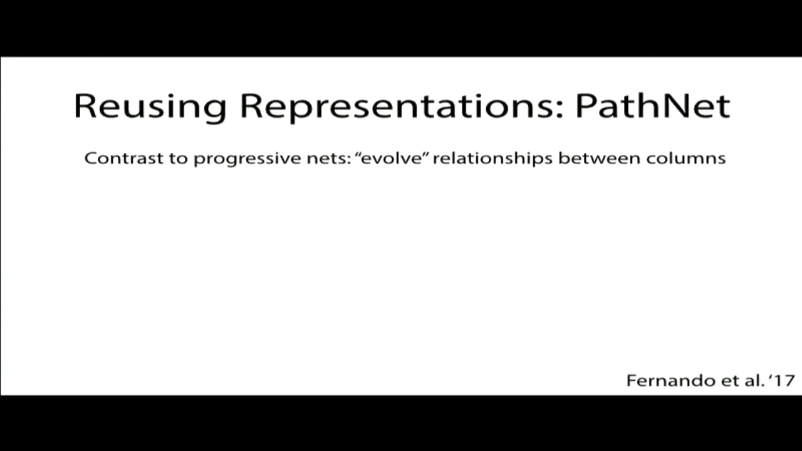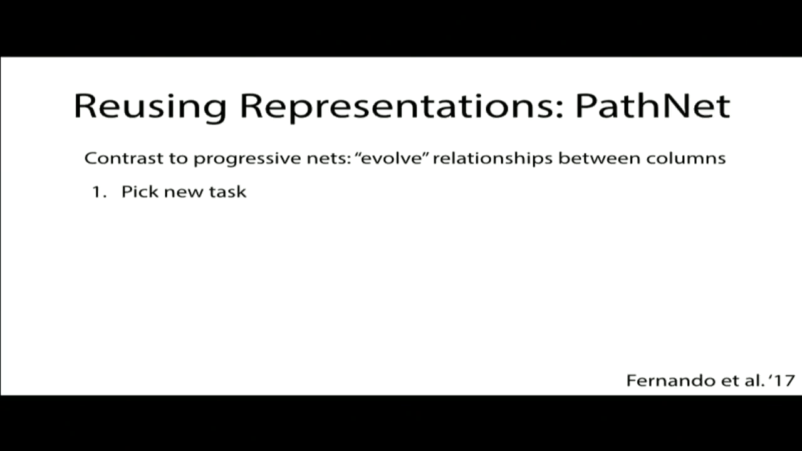So next is PathNet. PathNet is very similar to progressive networks, and it mostly focuses on how we can remove the need for the network to grow larger and larger as we add on tasks. The main idea is that instead of having this fixed relationship between columns where you just concatenate and retrain new weights, we're going to evolve relationships between columns.